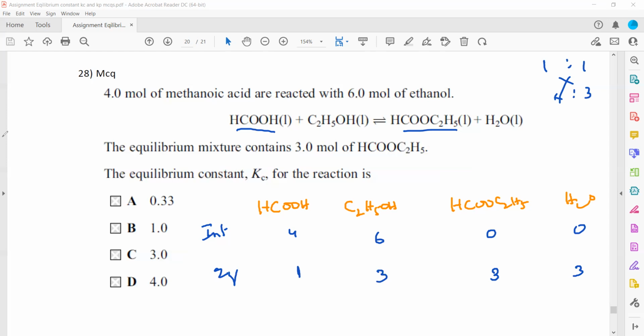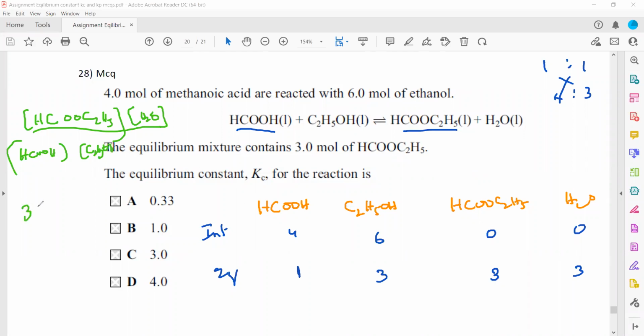Now when we find the value for Kc or Kp, it is product divided by reactant. So the concentration of the products, the ester, ethyl methanoate, and water, divided by the methanoic acid and ethanol concentration. Because we divide all of them by volume, we can take the mole ratio instead of substituting concentration, and we'll get the same answer. So the equilibrium amount of the ester is 3, water is also 3, methanoic acid is 1, and ethanol is 3. When we simplify this, we're left with 3. So option C will be the right answer for this.